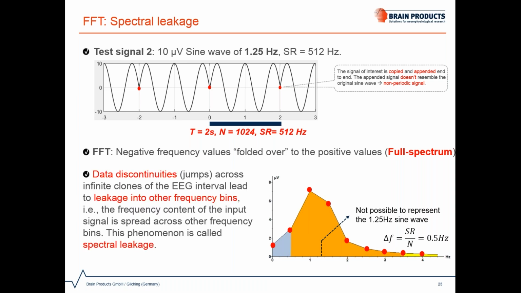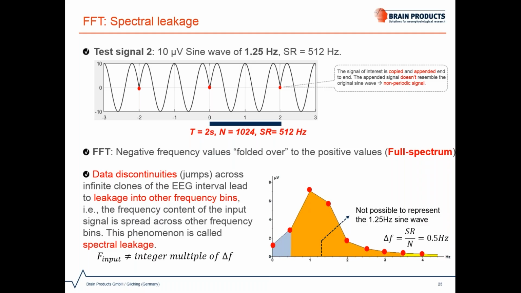So, these sharp discontinuities, or the so-called transients in time domain, produce a broadband frequency content. Therefore, the frequency spectrum cannot represent 1.25 Hz, and its energy gets leaked or spread over across other frequency bins, leading to a phenomenon called spectral leakage.